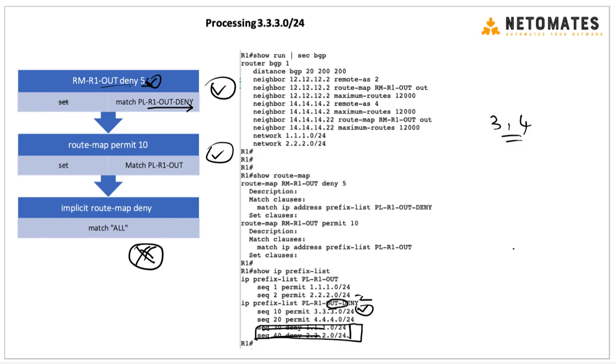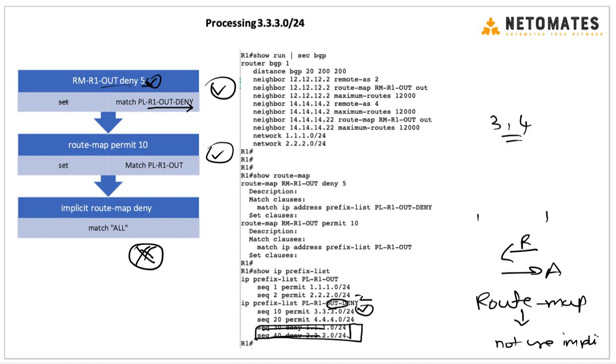To have better control over the routes you are receiving or advertising, you can control them using the route map. It's always better practice not to rely on the implicit deny.